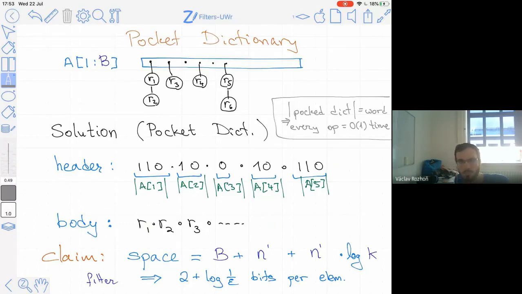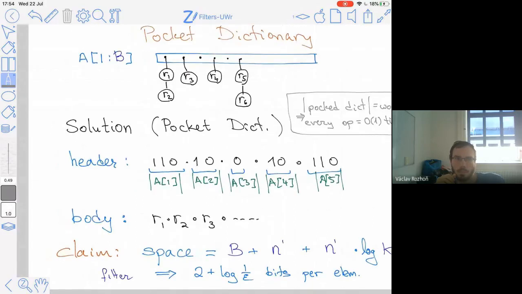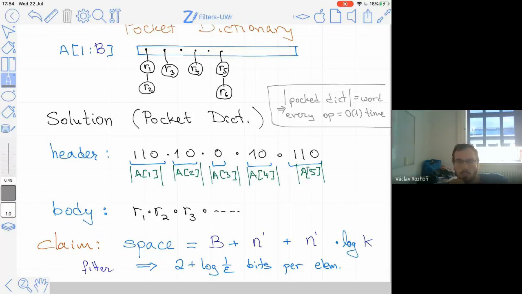And the space that you need: you need one bit per element, and you have one 0 bit per quotient. So this is B plus n prime. And then for every remainder, you need log of 1 over epsilon bits, and the number of remainders is n prime. If you think of B and n prime as roughly the same thing, then you have 2 bits plus log of 1 over epsilon bits per element. The log of 1 over epsilon is part of the lower bound, and this is the extra 2 bits that you pay. Now, you have to pay something above the log of 1 over epsilon. The distance between the entropy and 2 is less than half a bit. Okay, so you're not wasting too much here.